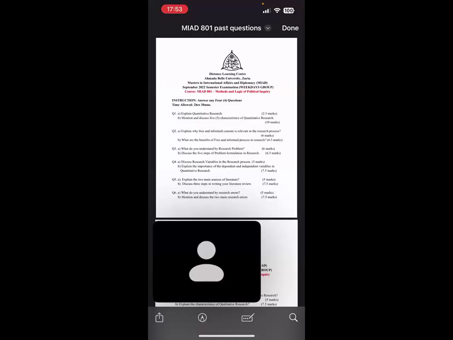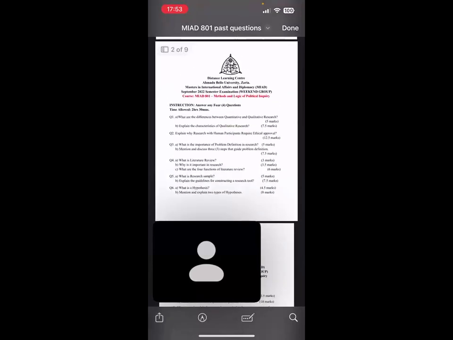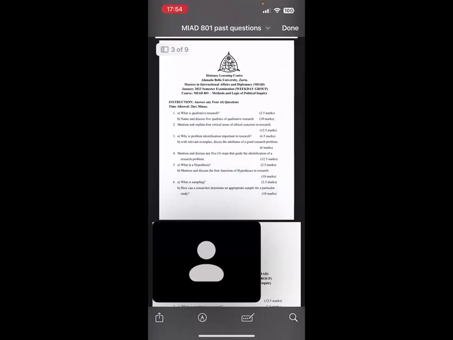For here, there's none. Okay, let's proceed to this one. Which question here talks about sampling, please? There's no sampling here either. Okay, yes, number 5. What is number 5 saying? What is research sample? Okay, and the following one? Explain the guidelines for constructing a research tool. Thank you very much. What about this past question?